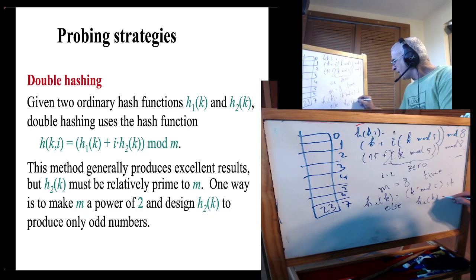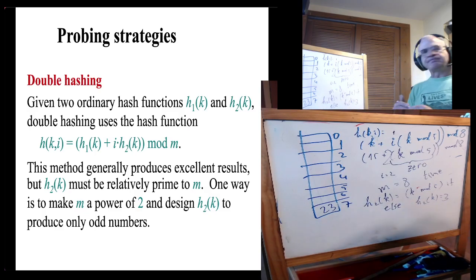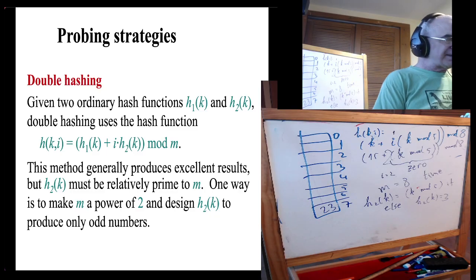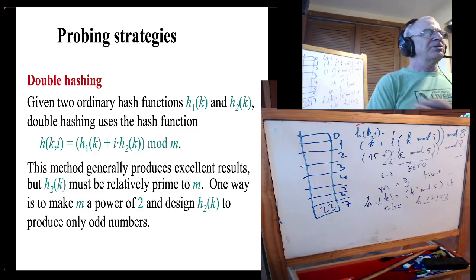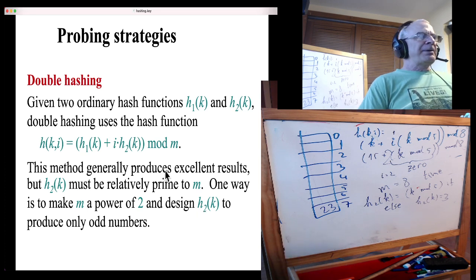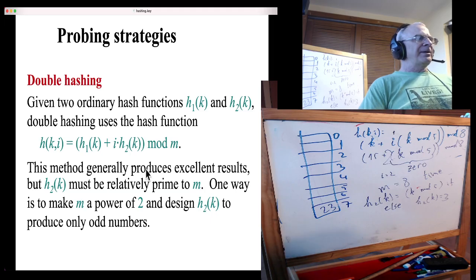Else h2 of k will be 3. Why? Because 3 is different than 0, so I don't want to pick 0. Did I solve the problem completely? Still not there. Because what happens if the table is of size 8, and h2 of k is 2? What happens in this case?